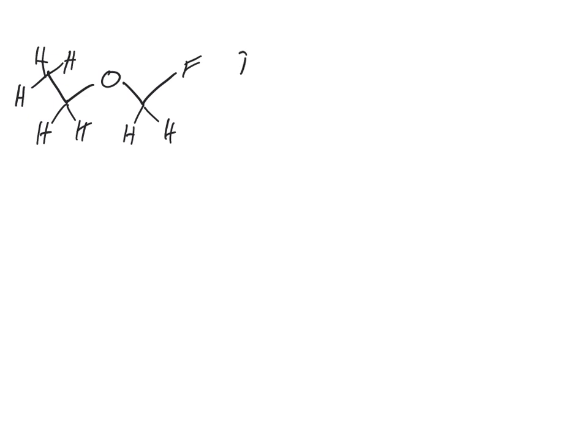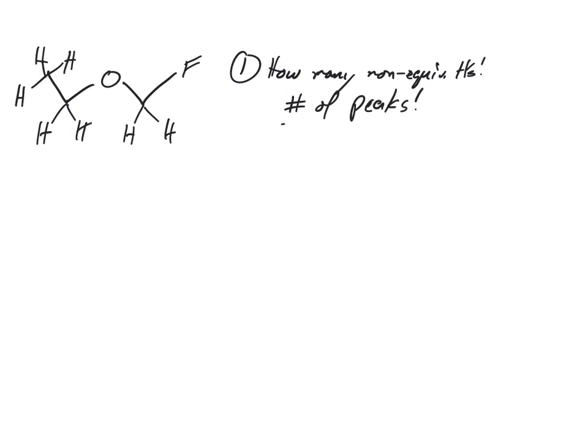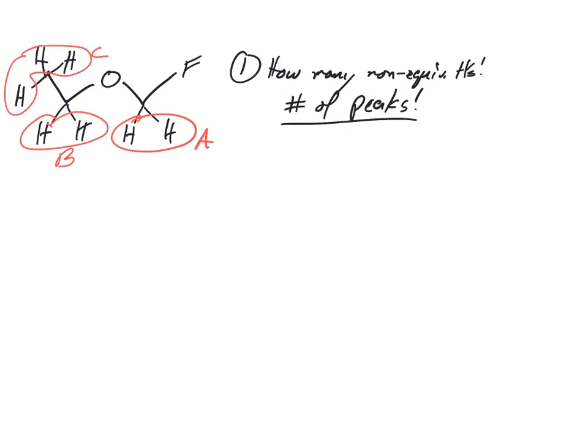So the first thing it tells us is how many chemically non-equivalent H's there are. That gives us the number of peaks. How many different types of hydrogens are in this molecule? There are 3 types. What I like to do is circle them and label them. I'll label this A, these 2 B, and these 3 C.